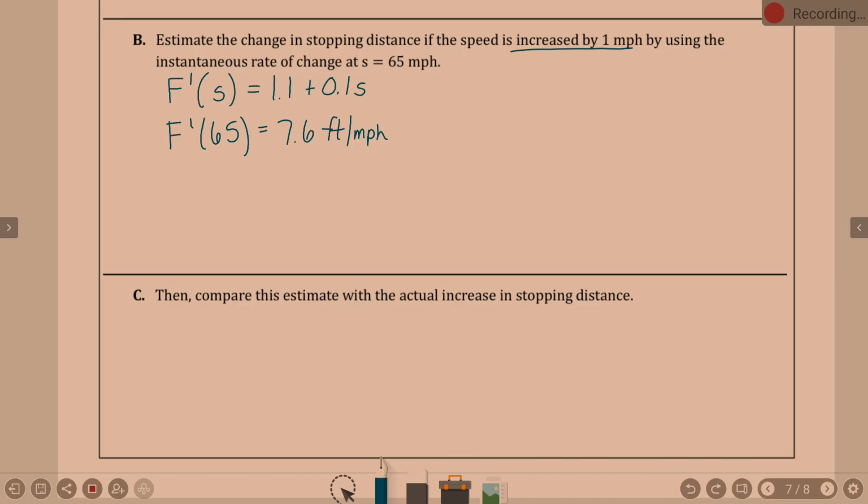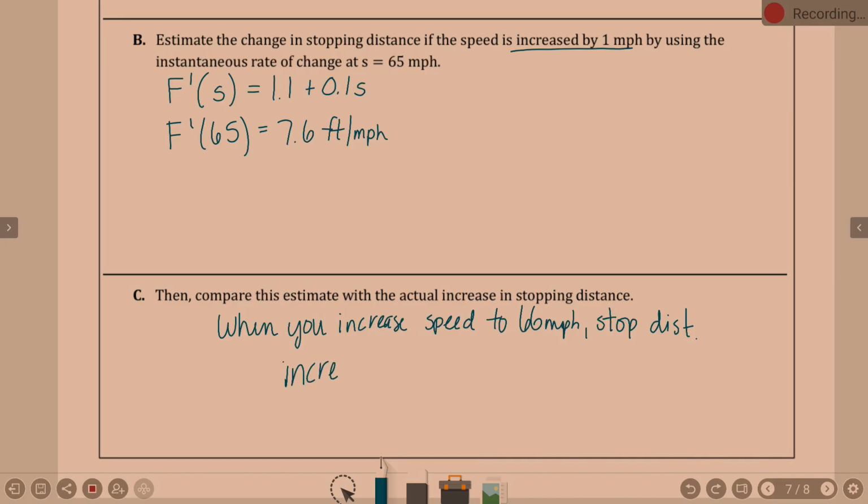Okay, so your stopping distance increases a little bit when you increase speed to 66, stopping distance increases by about 8. I don't think that's what he's asking.